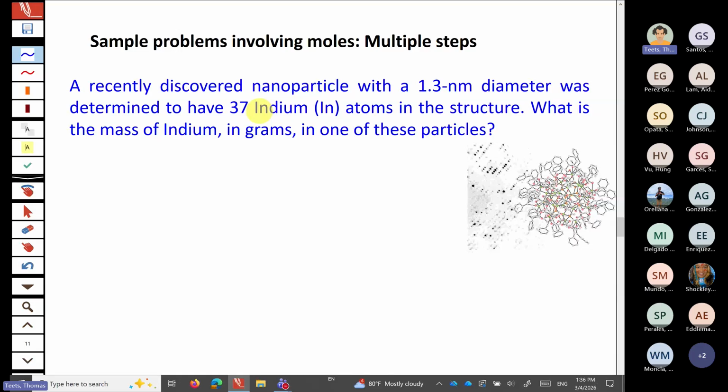Sometimes in problems, we give you unnecessary information, and right off the bat, I'll tell you that the diameter of the particle doesn't matter. We don't have any relationships right now that relate the number of atoms, mass, or moles to the size. So that part is extraneous information, but we're going to use the number of indium atoms in the structure to figure out what the mass would be. So again, write out what we're looking for, which is the mass of indium. And we're told that there's 37 indium atoms present.